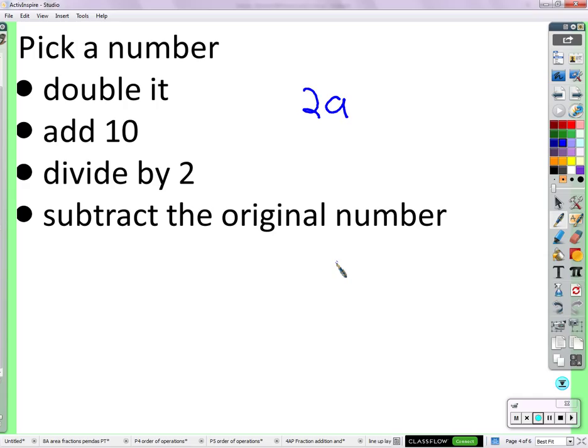Right. What happens next? Add. How do I represent that? Plus 10. Plus 10. And then n next? Divide by 2. Divide by 2, how do I show that? Like this. Divide by 2. And what's next? Subtract A. Subtract A.